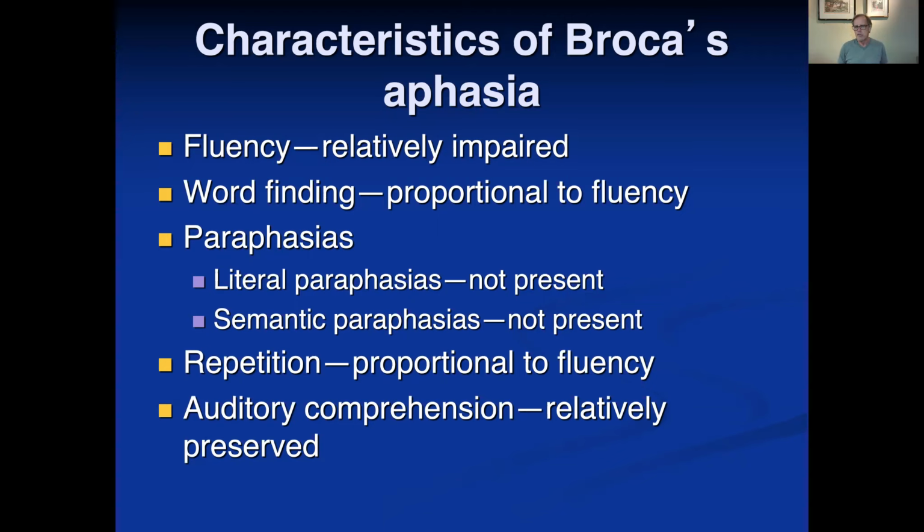Repetition also is proportional to fluency in the Broca's aphasic. That is, if they can't produce any spontaneous speech, they're not going to be able to imitate it either. But if they can produce three-word utterances somewhat, and get up to the 3 point on those first 4 things on the fluency indicators, they can repeat some things too at that level. Auditory comprehension is relatively preserved compared to their other deficits.